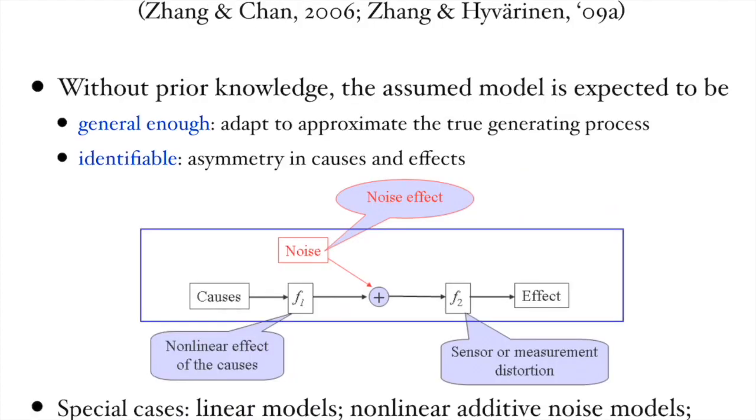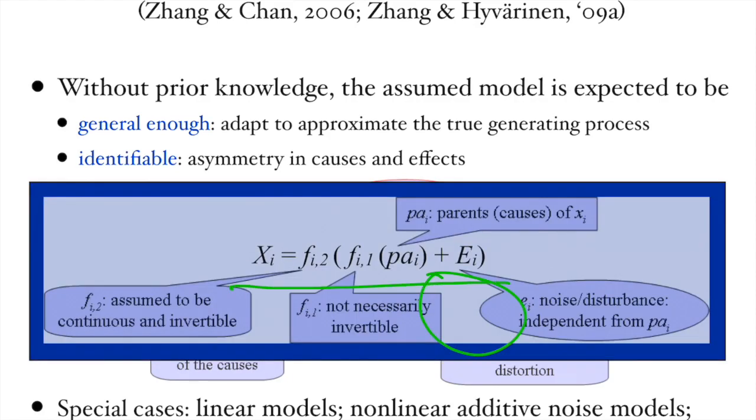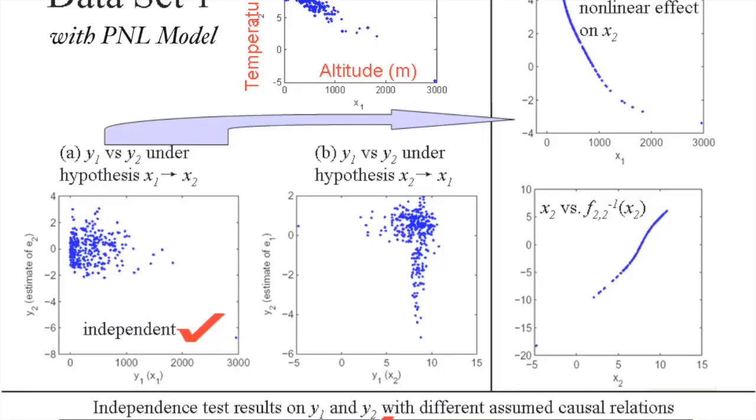And more generally, we have the post-nonlinear causal model, because nonlinear sensor distortion is almost everywhere, especially in biology and the social sciences. With this post-nonlinear model, we try to establish the identifiability of the causal model, meaning that we want to see whether the causal direction given by the model is unique. How can we determine the direction? If the noise is independent from the predictors, the hypothetical cause, we say it's a valid causal direction.